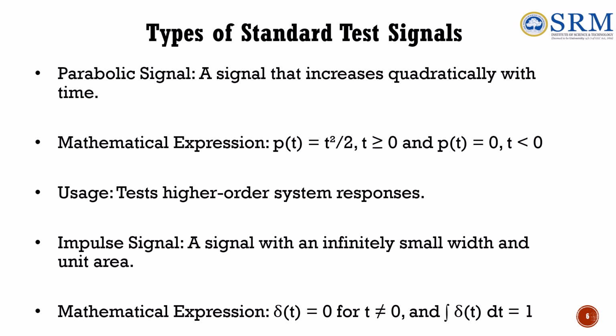Impulse signal is a very brief, idealized signal that happens at a single instant with an area of 1. It's 0 everywhere except at time 0. This signal helps us understand the system's dynamic behavior and how it reacts to sudden changes.